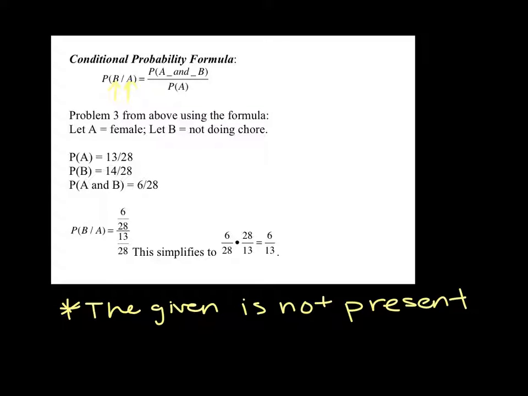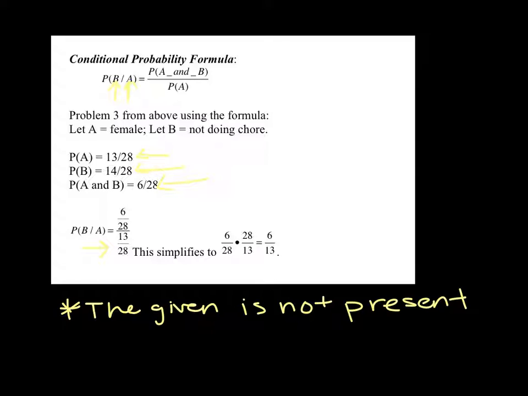probability of A is all your females. Probability of B is not doing a chore. So probability of A and B is 6 over 28. That's this value right here. Then probability of just A was 13 over 28. So the probability that they were a female and not doing a chore was 6 over 28, over the probability that they were a female, 13 over 28.